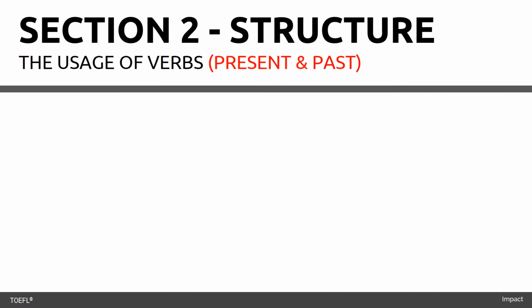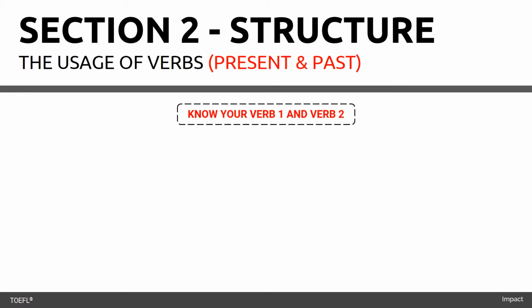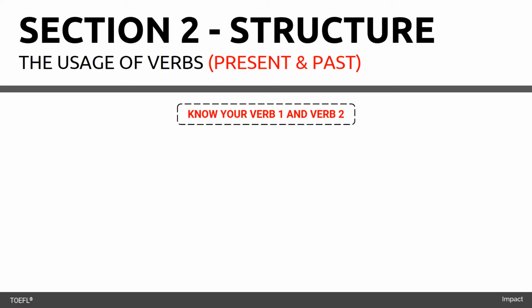Present and past. For the usage of verbs in a present form or in the past form, my tip here for you is that you need to know your verb ones and your verb twos. If it's a regular verb, like I said, it's simple. You simply put an ed at the back, but if it's an irregular verb, you will have to memorize it. Now, let's look at the first sentence.